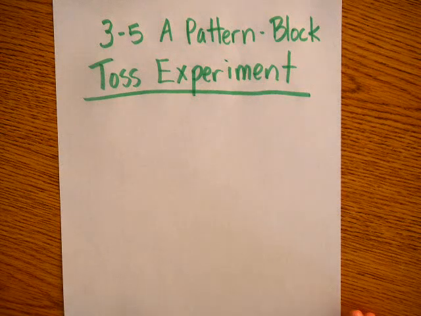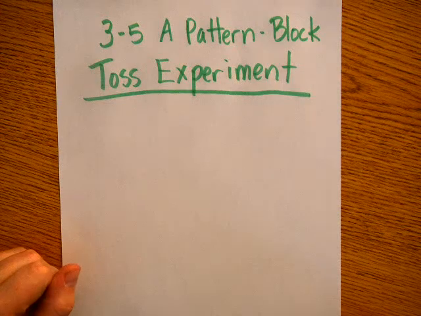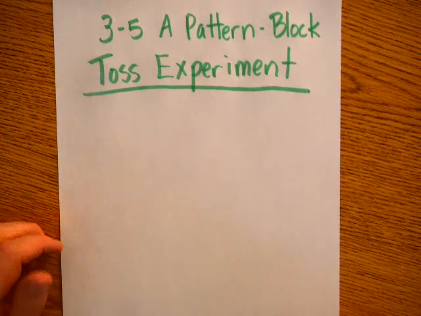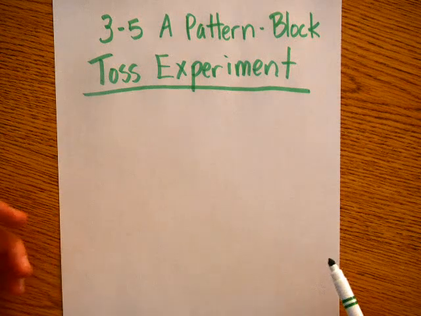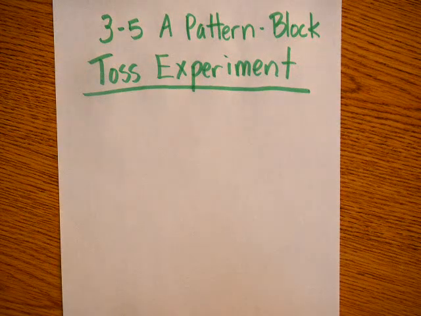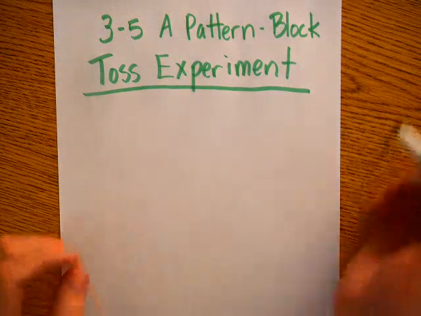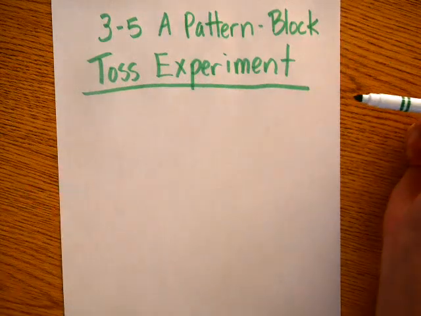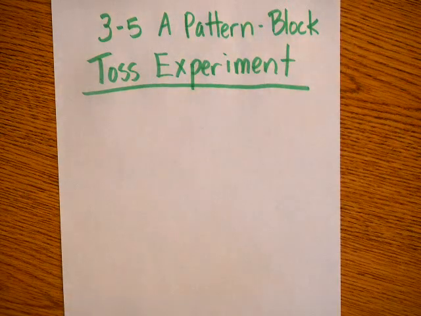This is lesson 3.5, a pattern block toss experiment. This is the parent help video for grade 3 Everyday Math. So this unit, we are looking at collecting and organizing data into a tally chart. We want to use probability terms to describe the likelihood of an event, and we want to predict the outcome of some probability experiment and conduct a probability experiment. So there aren't any new vocabulary words because we've talked about these things before. So collecting and organizing data into a tally chart.